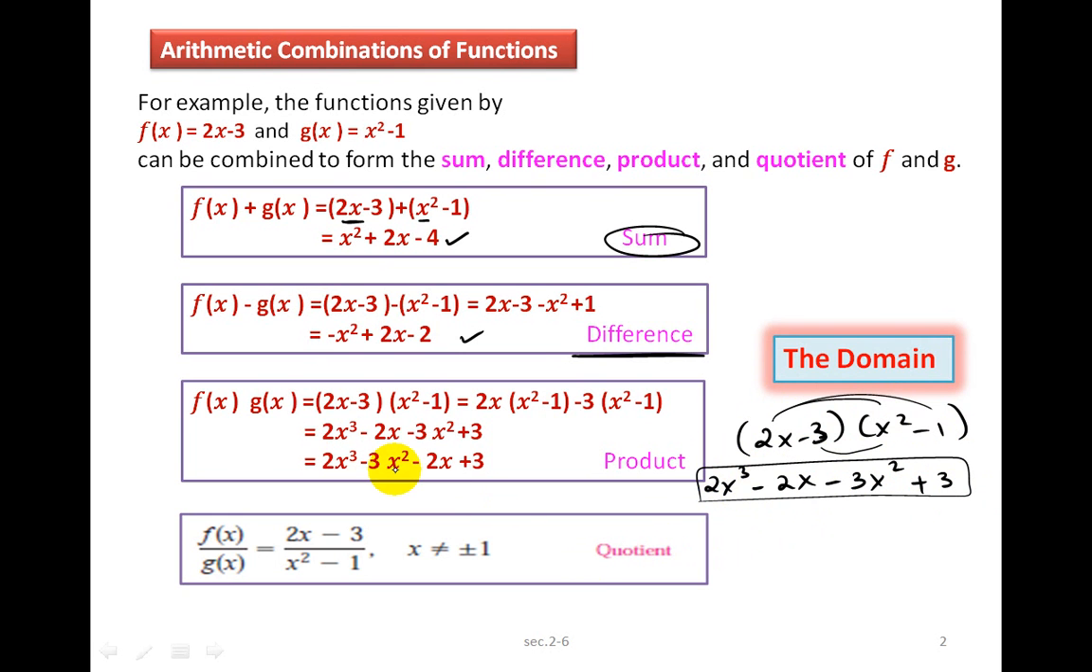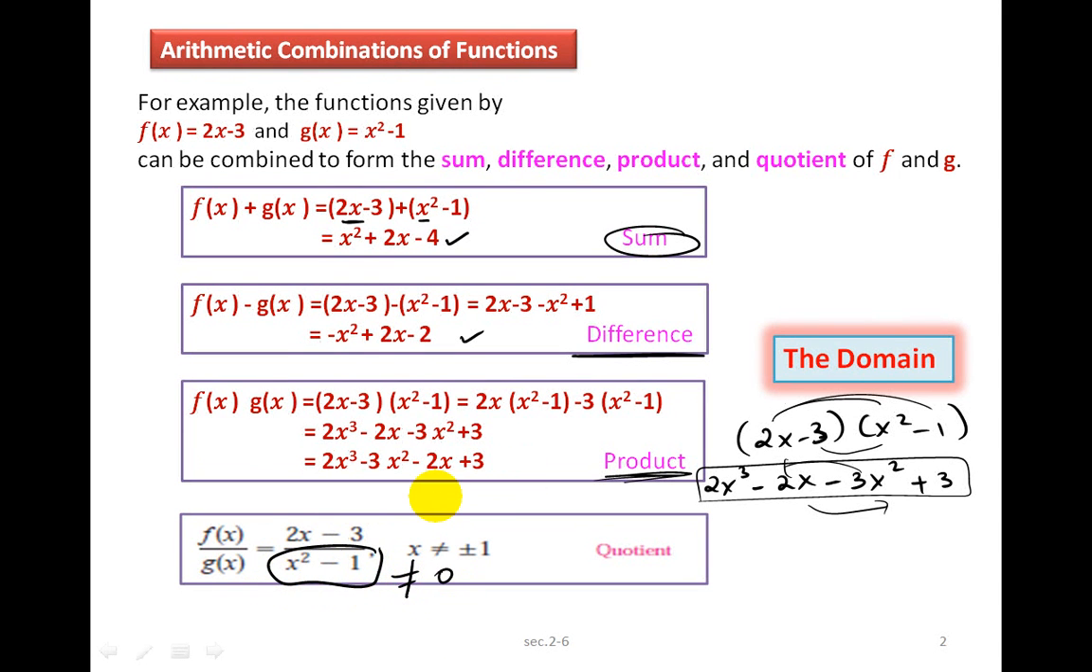If you want just to rearrange it here by bringing the negative 3x squared first and the 2x back, so that the power will be in ascending order. So this will be our product, and the quotient, just put them as fractions. If you cannot simplify it, just leave it. But there is one condition for the quotient, that g of x, or the denominator, must be different from 0.